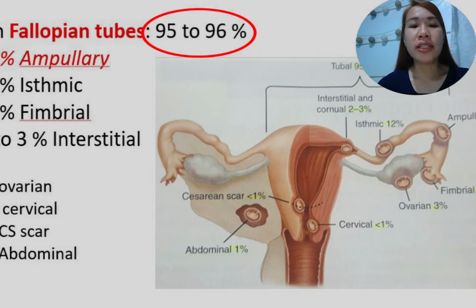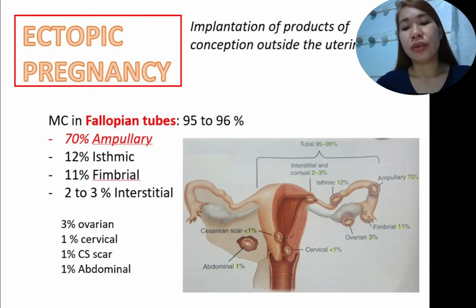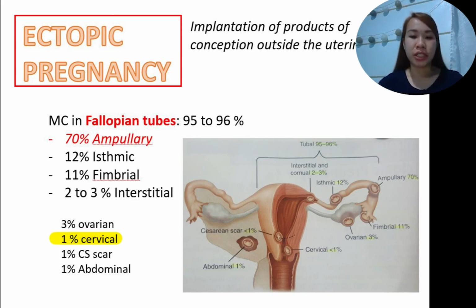Now, there are still other places where ectopic pregnancy can occur. We also have an ovarian ectopic pregnancy, which is about 3%. It can occur in the left or in the right ovary. Another is the cervical ectopic pregnancy. So we have here the uterus. The cervix is a part of the uterus, but it is the lowermost portion of the uterus. When ectopic pregnancy occurs here, it will cause a lot of bleeding. About 1% of ectopic pregnancy occurs in the cervix.